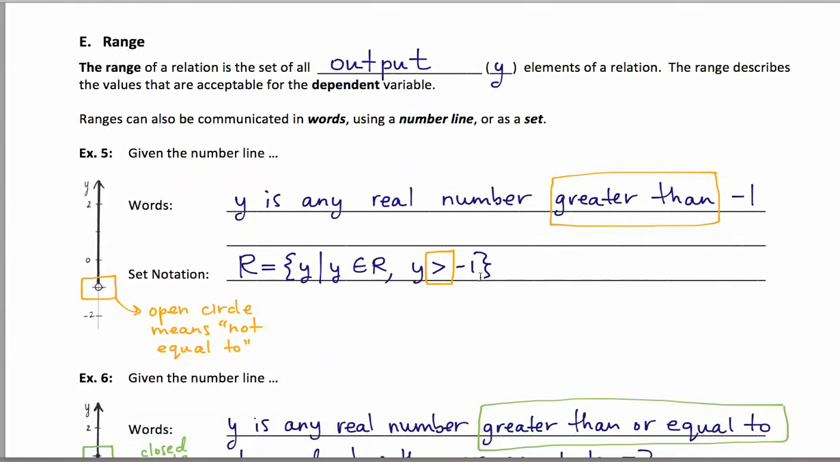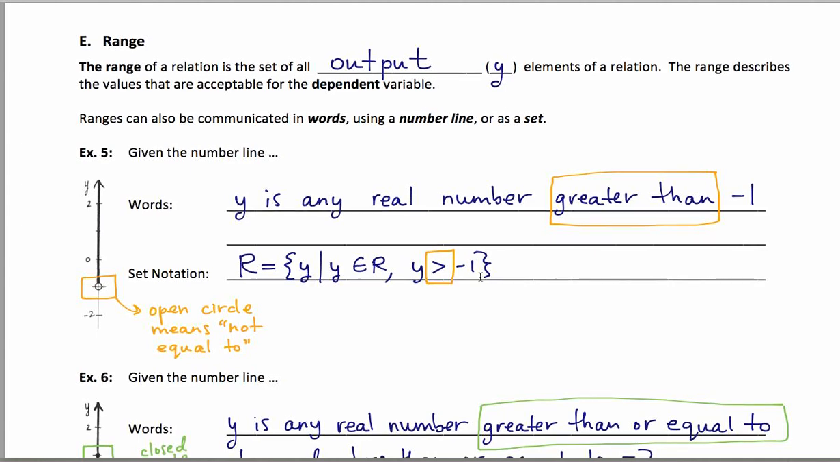We talk about the range. The range is the same idea, only now we're talking about all the output or the y elements of a relation. The range describes all the values that are acceptable for the dependent variable. So it asks, what are all the y values for which there are accompanying x values on your curve? And we can again communicate them in words using a number line or as a set.